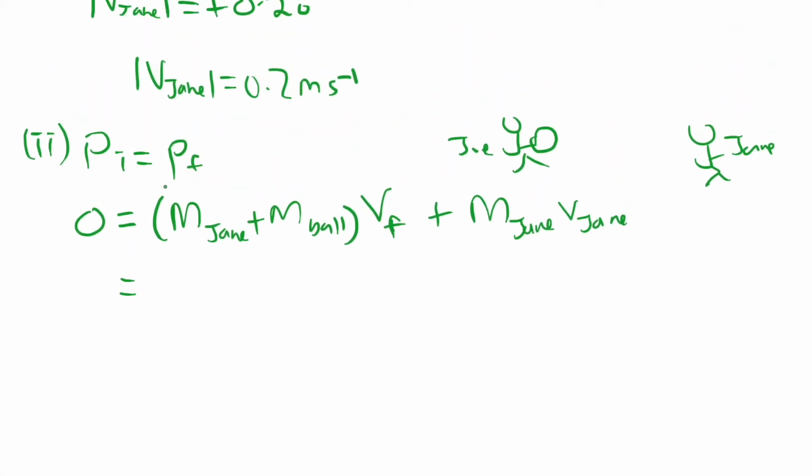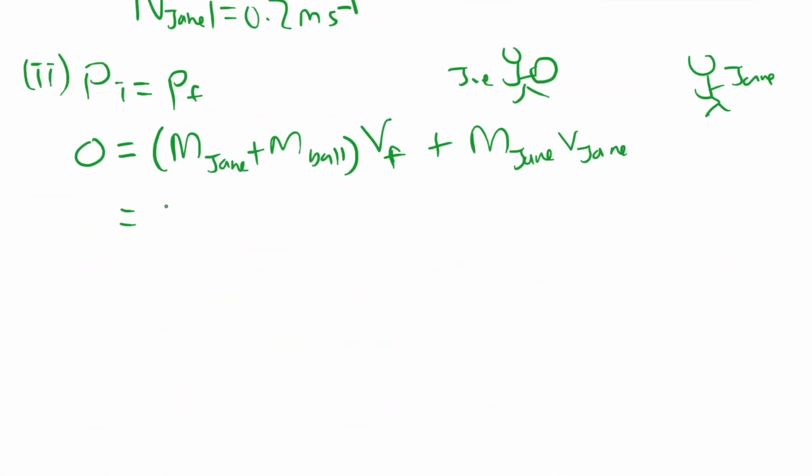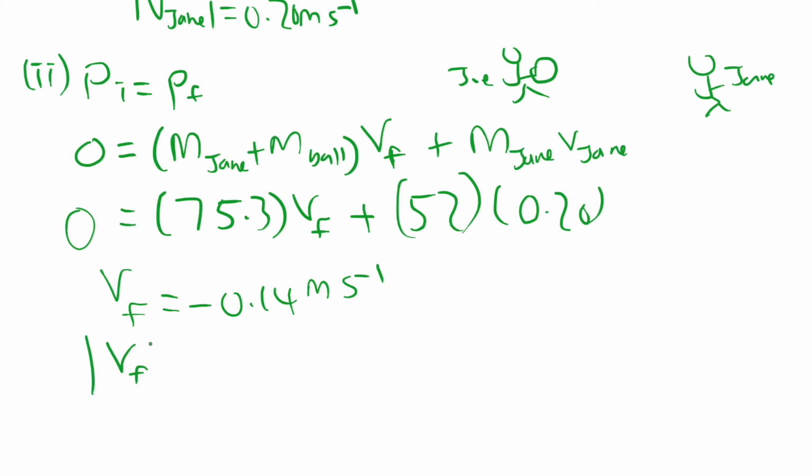So we know all of those quantities. It's going to be 75 plus 1.3, which is equal to 78.3 times their final velocity, plus the mass of Jane, 52, times velocity, 0.20. This is going to be equal to 0. So the velocity is going to be equal to negative 0.14 meters per second. But because we are asked to find the speed, we need to take the absolute value, which is equal to 0.14 meters per second.